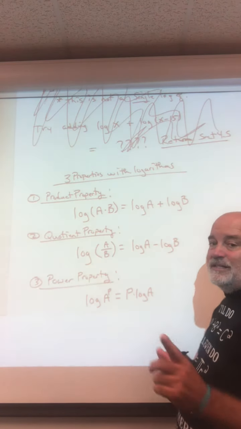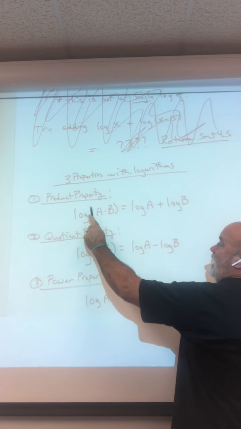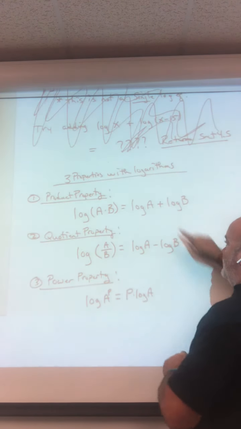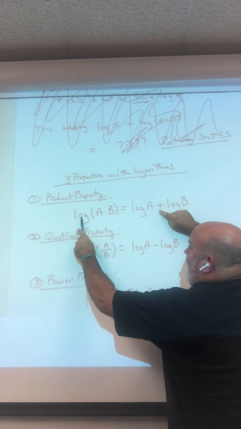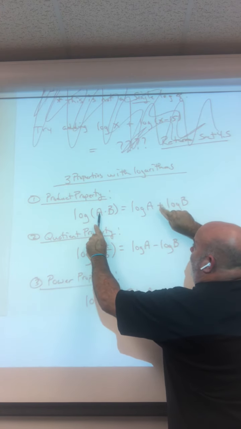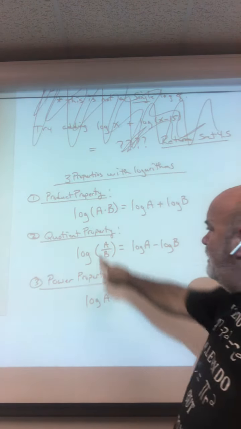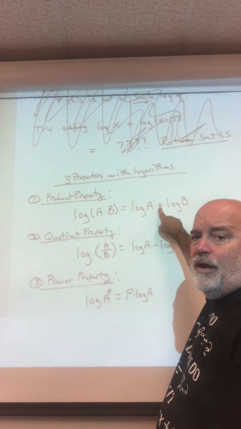Now, I know that it seems like it would be this. The log of A times B is the log of A times the log of B. But it's not times, is it? The log of A times B is the log of the first one plus the log of the second one. You said, now wait a minute. That's multiplying, but why are we adding over here?